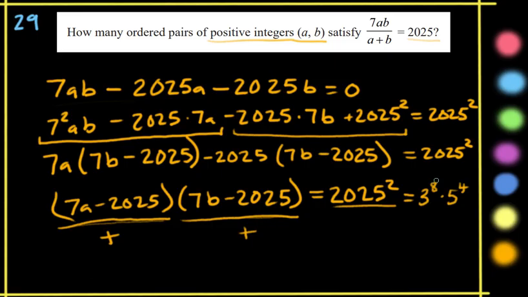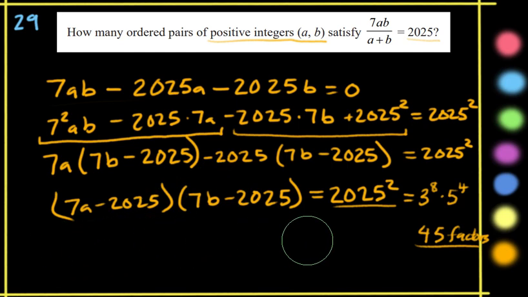The number of factors is the exponent plus 1 times the other exponent plus 1. So we've got 9 times 5 is 45 factors. 45 factors. And we have to figure out which ones will work in this equation. So we're going to have to just write them all out. And then we're going to use mods to ensure that things work out. So what do I mean by that?